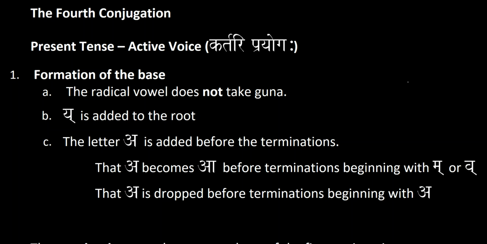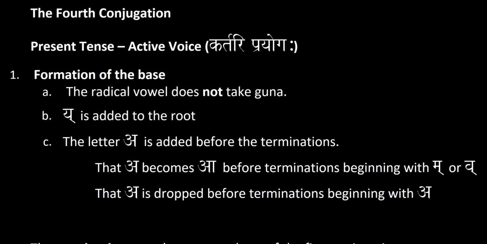So the radical vowel does not take guna. Ya is added to the root. C, the letter a is added before the terminations. That a, just like in the first conjugation, becomes long a before terminations beginning with ma or va. So all the terminations that begin with ma or va, as we learned in the first conjugation, are basically the termination endings that are in first person, singular, dual, and plural: mi, vaha, and maha.